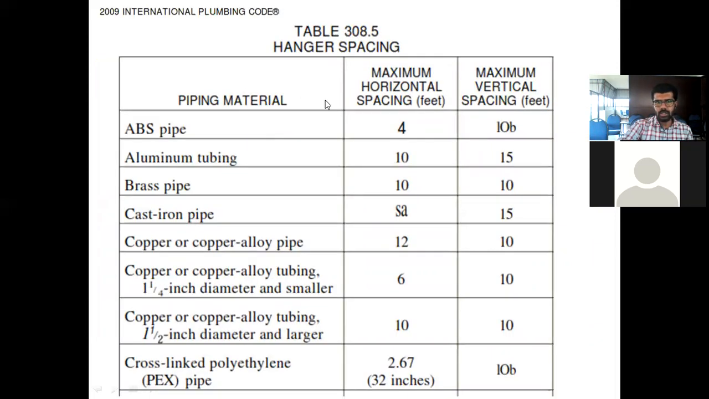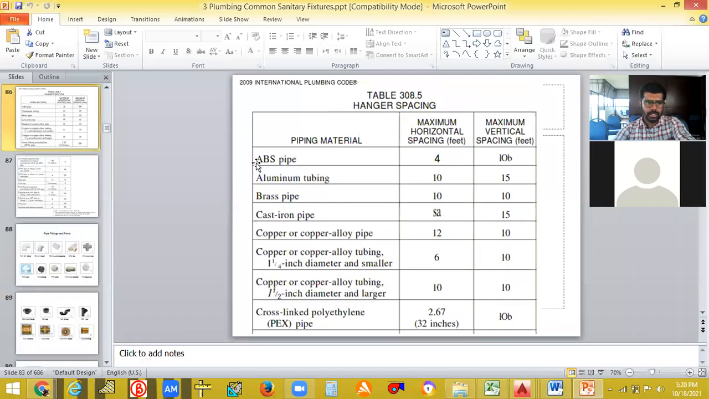This is just showing the hanger spacing, how much should be the maximum horizontal spacing. Okay, for different pipe materials, the maximum horizontal spacing and maximum vertical spacing. So how to give the hanger, how to place it, after how much feet you have to put the next hanger like that. Okay, there's nothing much to know about this.